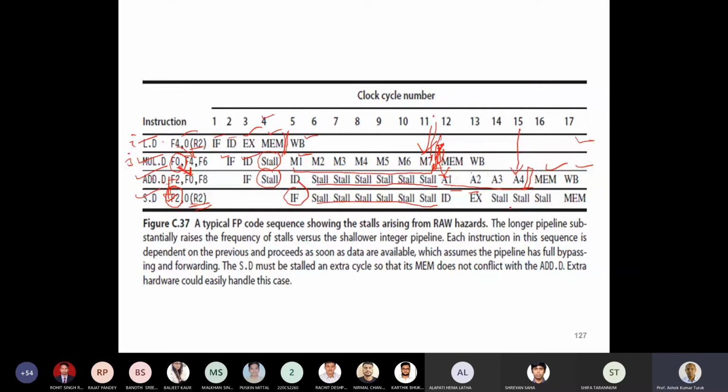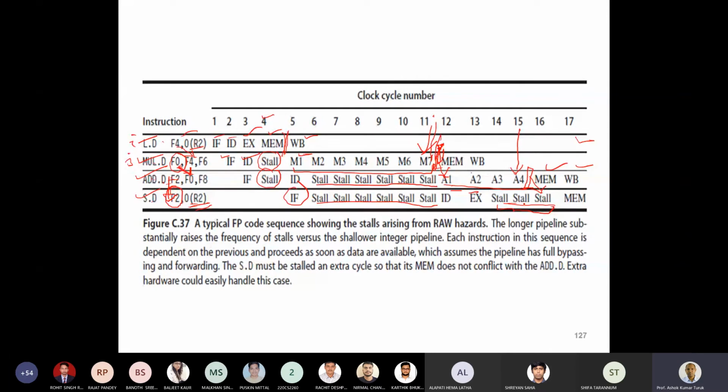So add instruction completes in the 17th clock cycle. At this stage there are 3 stalls here. This is available here. This could have been a forwarding, but why is there a third stall here? There is one more stall.